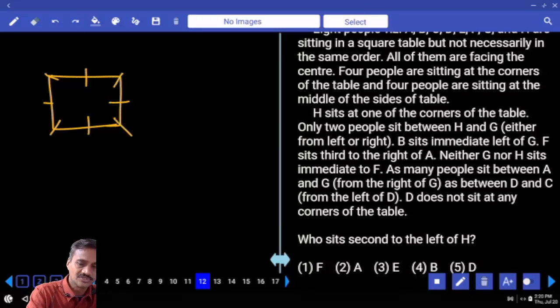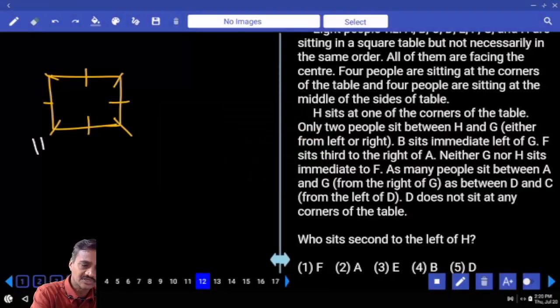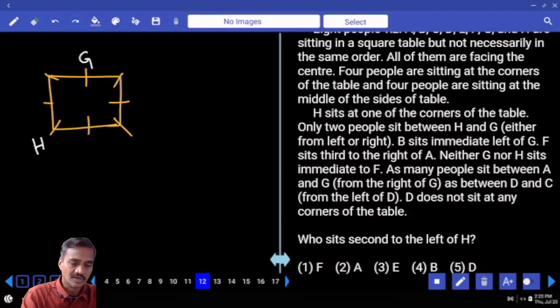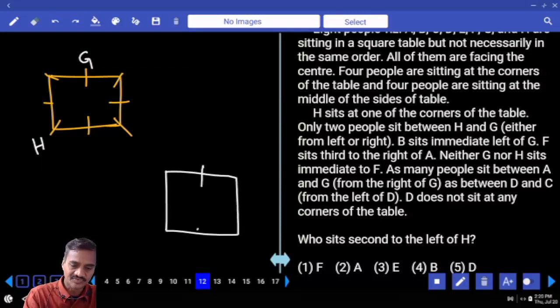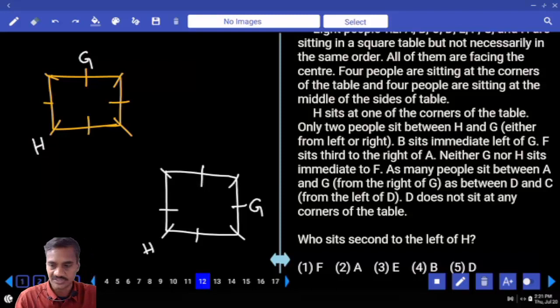Then coming to condition number 1. H sits at one of the corners of the table. Now we are fixing H at this place. H is at the corner. And only 2 people between H and G. In between H and G, how many people? 2 people. How many possibilities do we have? 2 different possibilities. G can be either to the left hand side of H or to the right hand side. H is here. Only 2 persons between H and G.